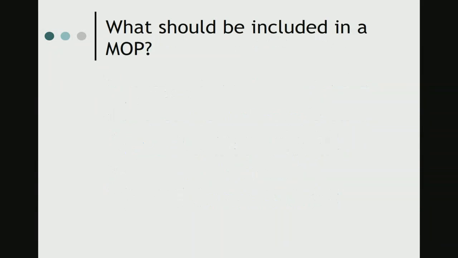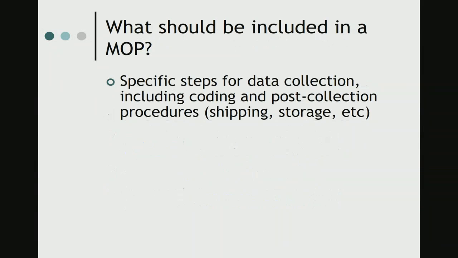What do we include? So the first piece clearly is the specific steps that you go through to do data collection. But that includes how you're going to code the data and any kind of post-collection procedures. So anything that you're doing for shipping or storing. It takes you all the way through from beginning to end on a particular kind of procedure.